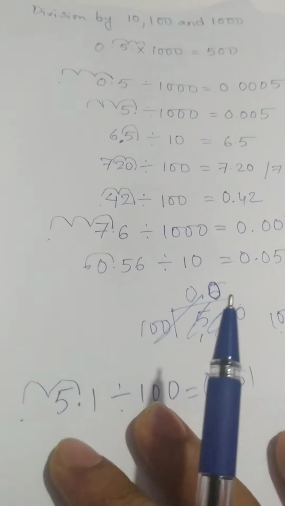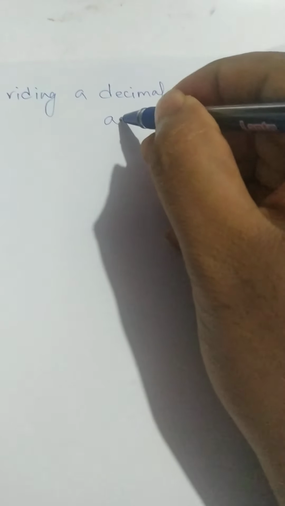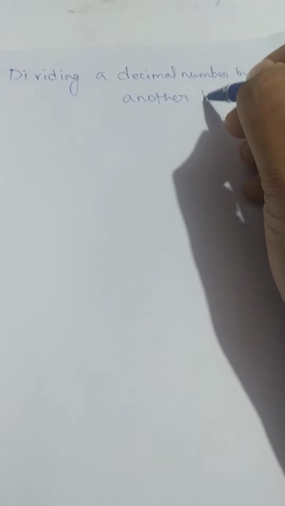All right, so the last part of division today is dividing a decimal number by another decimal number. So how to do it? This is our last part for today. Let's give an example.